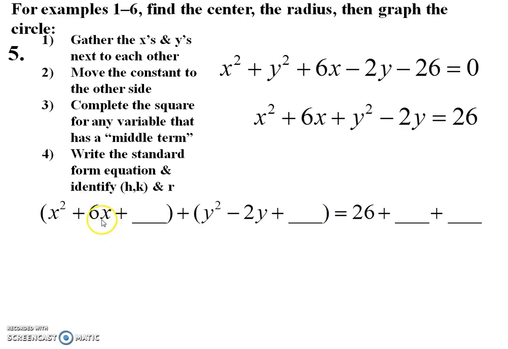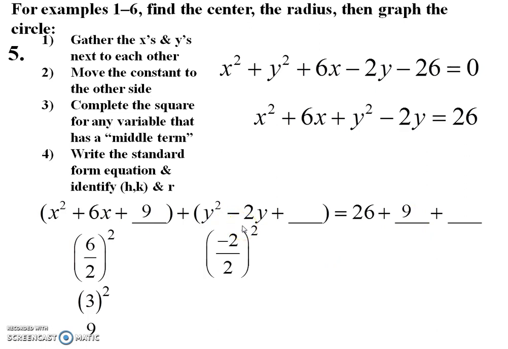What is 6x cut in half? What's 6 cut in half? 3. What's 3 squared? 9. So we're adding 9 over here, and I'm just showing you what I'm doing here. So we're adding 9 to this side. We're also adding 9 over here. Write it down right away so we don't forget. What's half of negative 2? And then we're going to square that. Half of negative 2 is negative 1. Negative 1 squared is plus 1. So these are always going to be a positive number in here because we're squaring them. So we're adding 1 to the other side also.